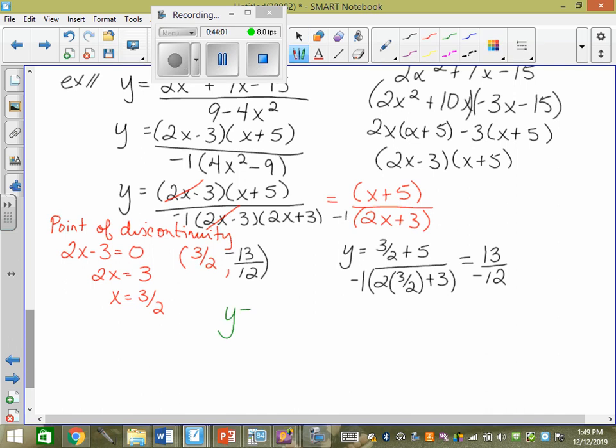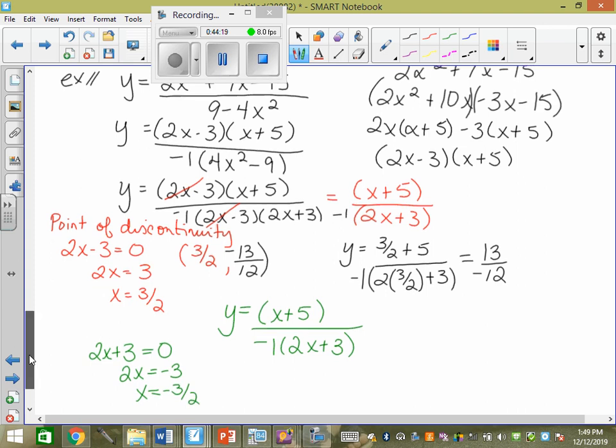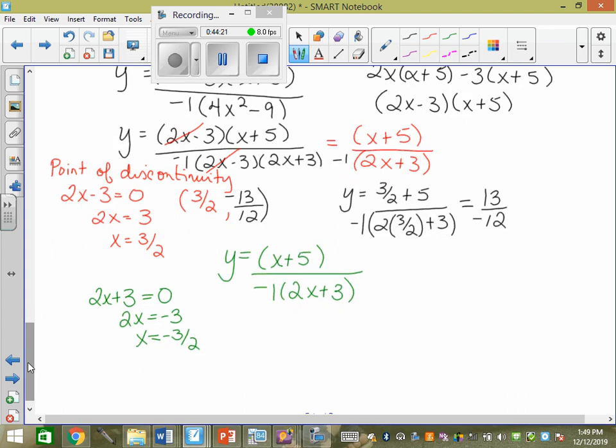Okay, so now we have left y equals x plus 5 minus 1 over 2x plus 3. So my only non-permissible value that's left is 2x plus 3 equals 0. 2x equals -3. x equals -3 over 2. It didn't cancel, so it's not a point of discontinuity. It's a vertical asymptote.